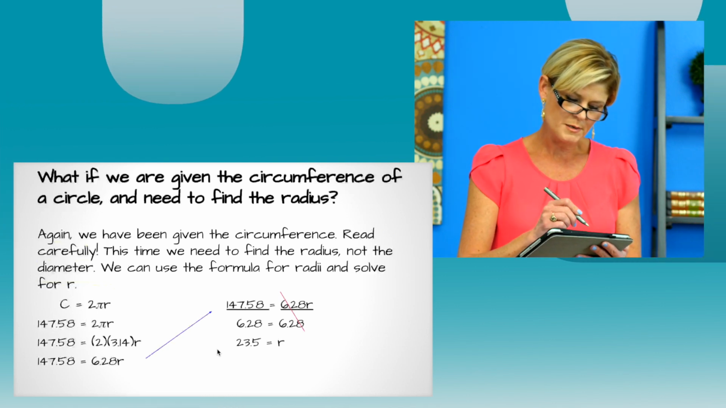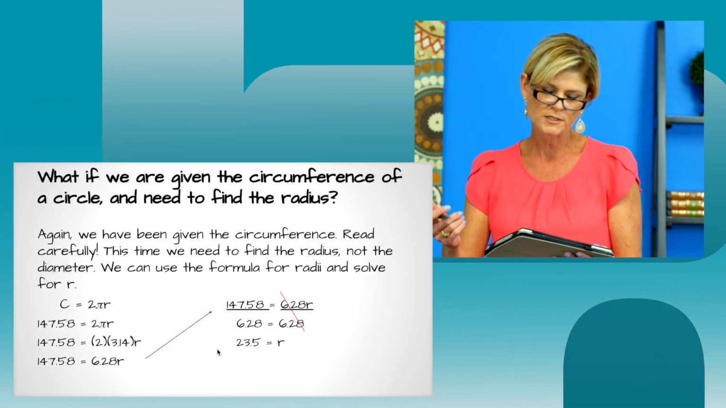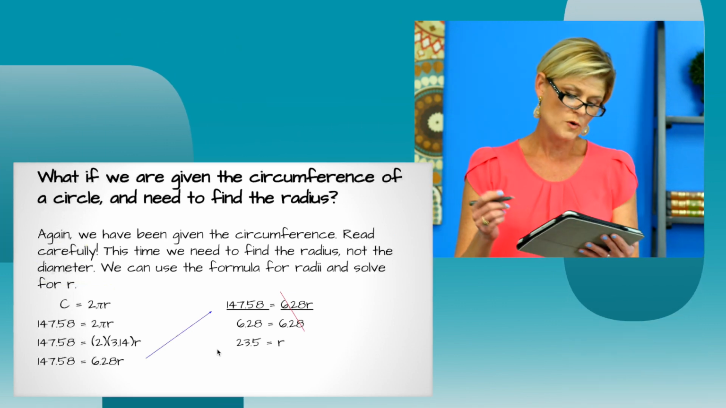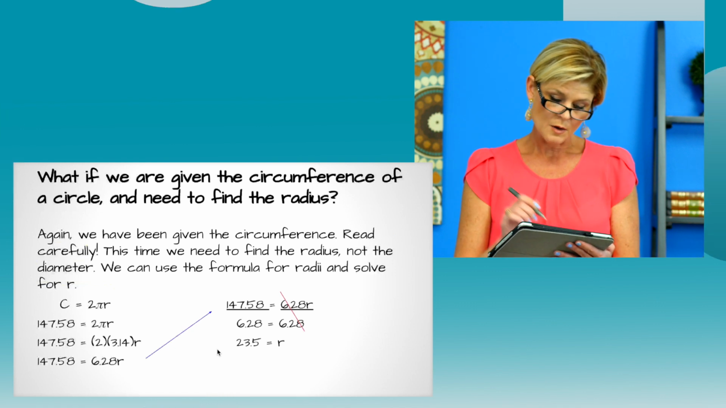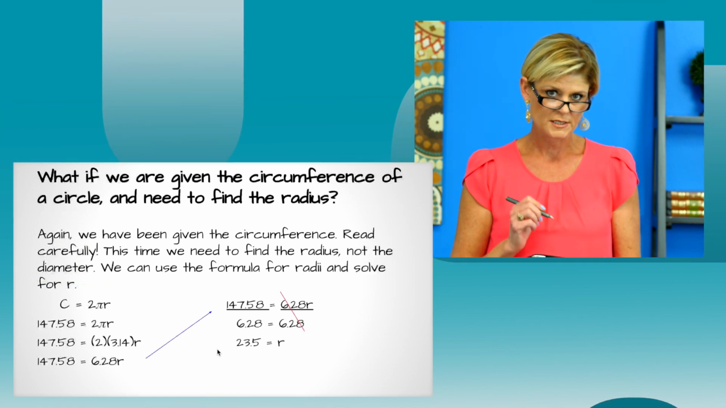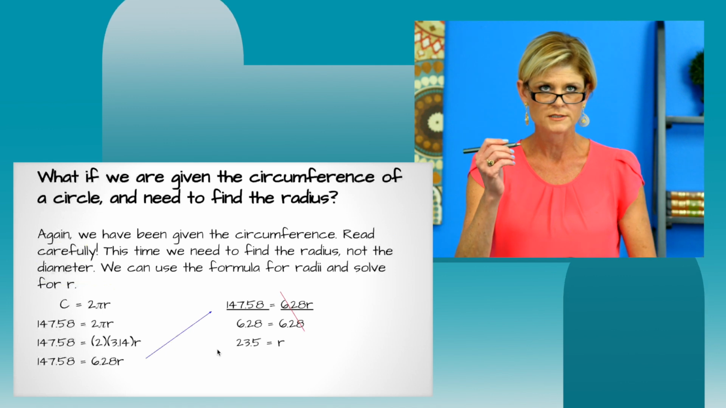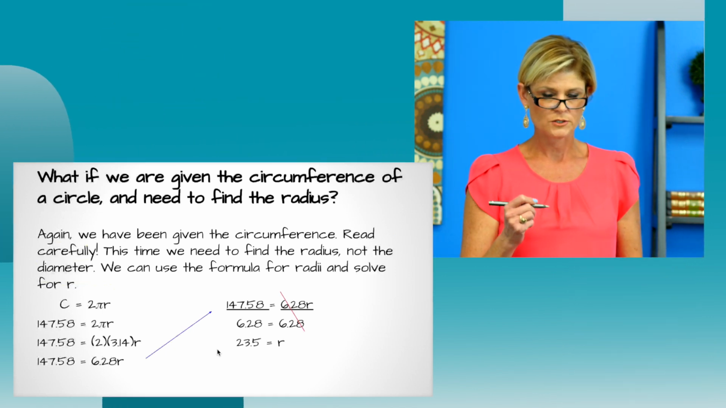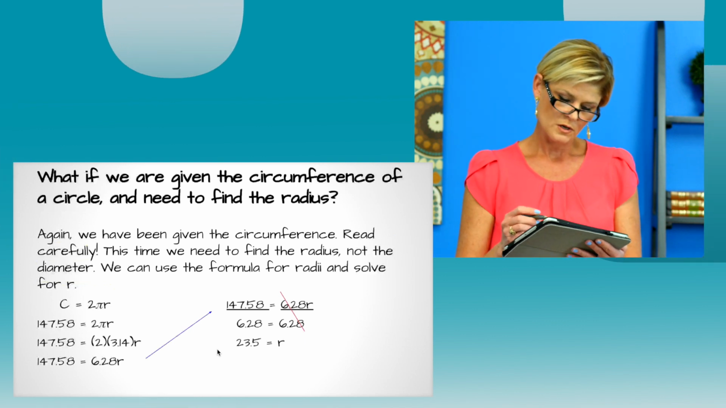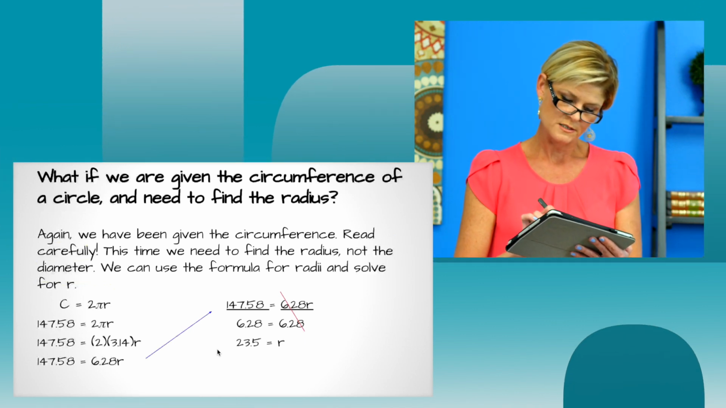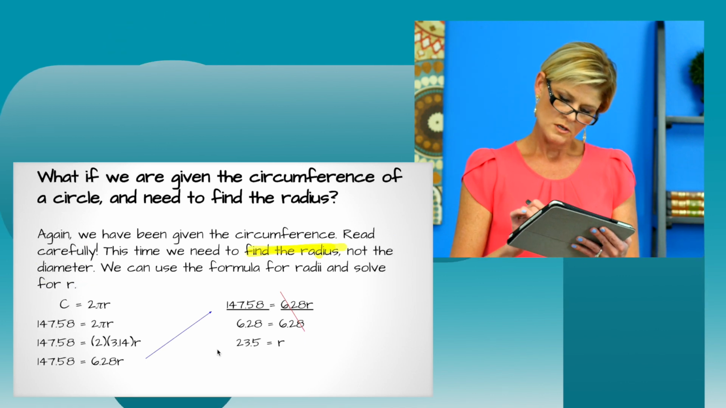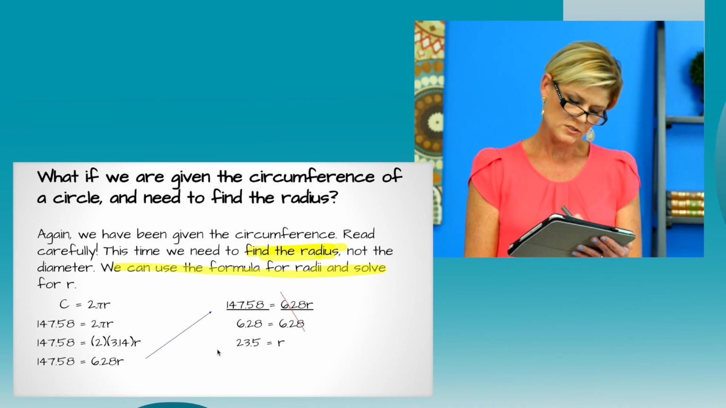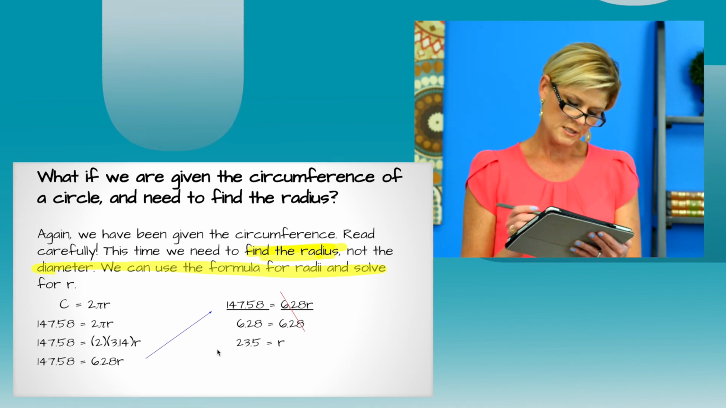All right, now let's talk about radius. If we're given the circumference of a circle, how do we find the radius if that's what they're asking us to do? Well, it's really not that hard. But remember, you do want to read carefully. Be really aware of whether they're asking you for the diameter or the radius. All right, so in this question, we've been asked to find the radius, not the diameter, and we can use the formula for radii to solve for r. So let's take a look at this example.